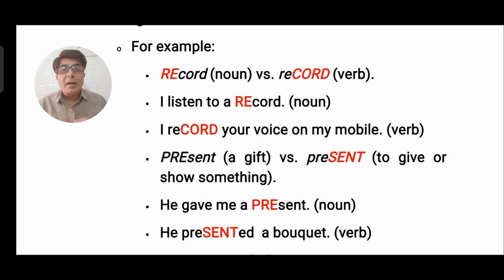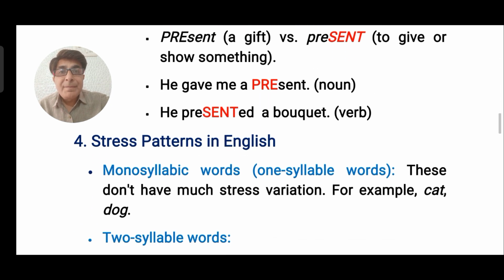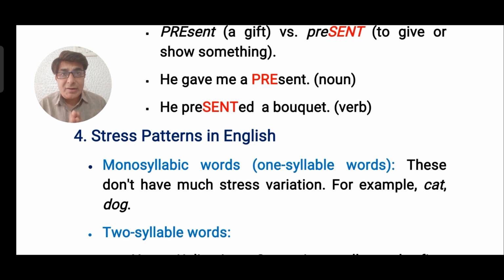He gave me a present. He presented a bouquet, right? He gave me a present. Here it's a noun. Pre is stressed and sent is unstressed. But when you speak the line, he presented a bouquet, right? He presented a bouquet. So when it is a verb, the second syllable is stressed, right?